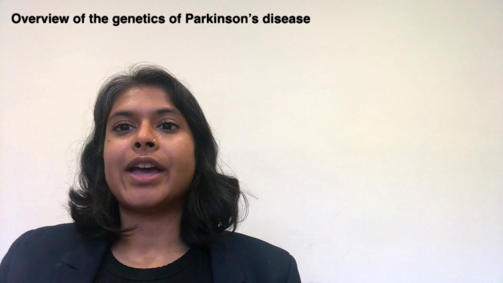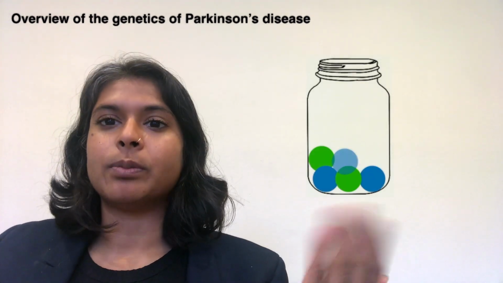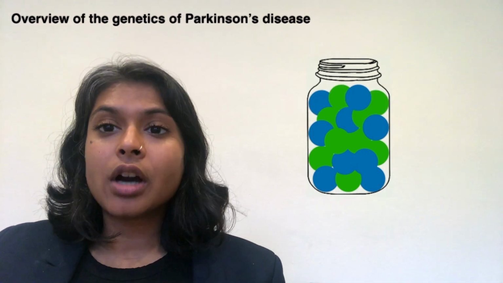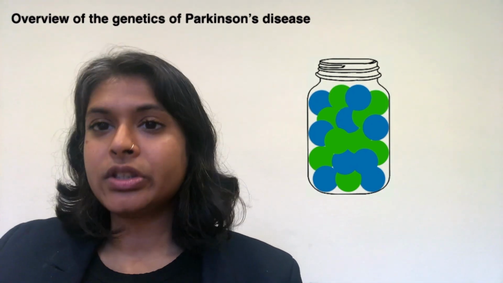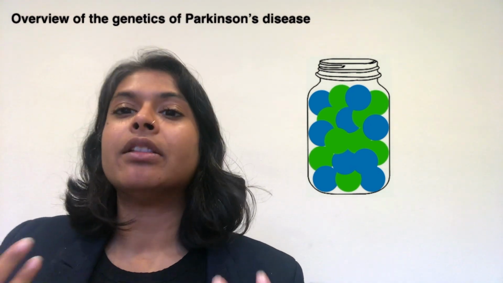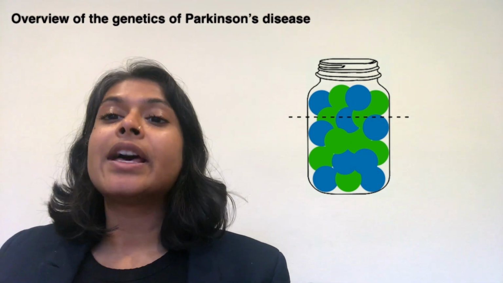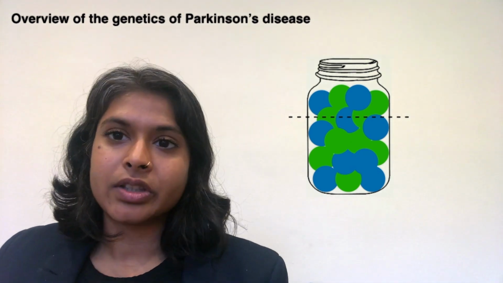One way to visualize a person's risk to develop Parkinson's disease is as an empty jar that gets filled with marbles. So we all have a jar, and the blue marbles represent our genes, so what we're born with, and the green marbles are our environmental and lifestyle factors. Once the marbles pass a certain threshold, that's when a person will start developing Parkinson's disease.